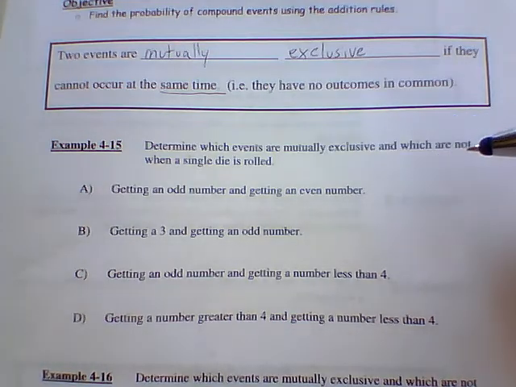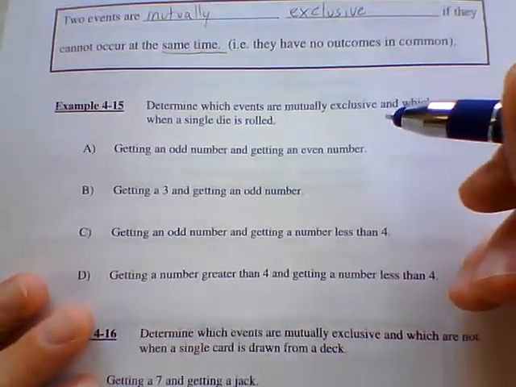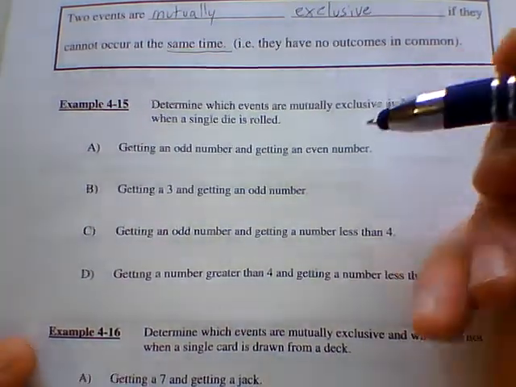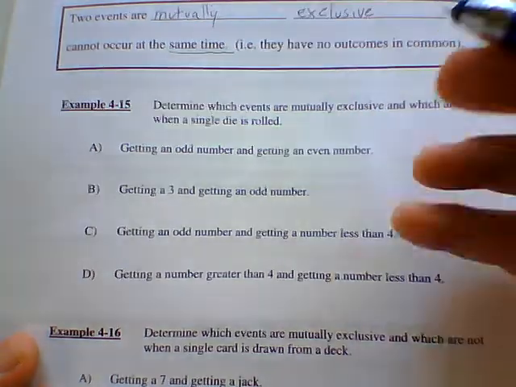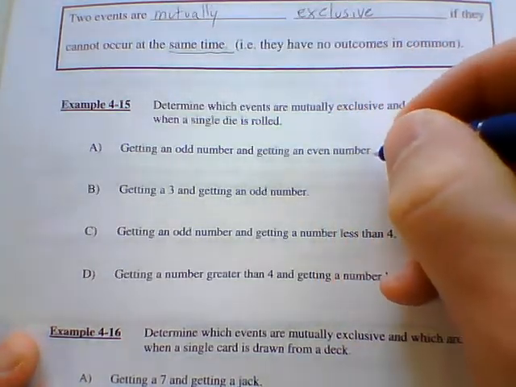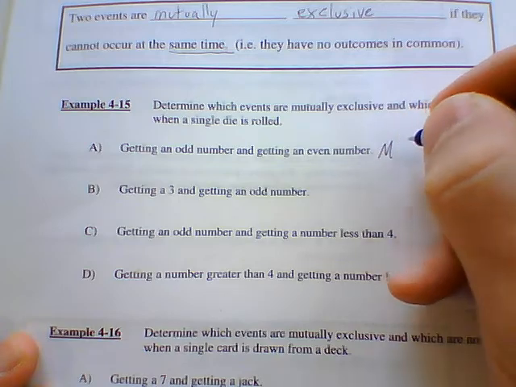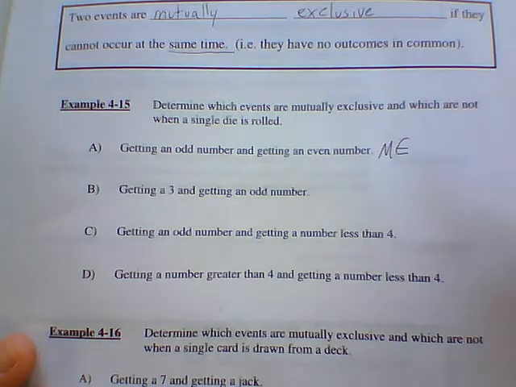Determine which events are mutually exclusive and are not when a single die is rolled. Right away, if I get an odd number and an even number, I cannot do both of them with one trial. That means that they are mutually exclusive. I'm going to usually just put ME for mutually exclusive, just so you get ready. That's what I'm going to be doing a lot.